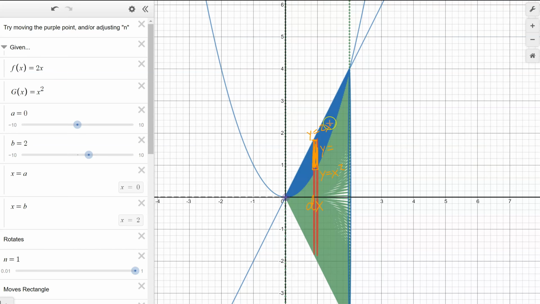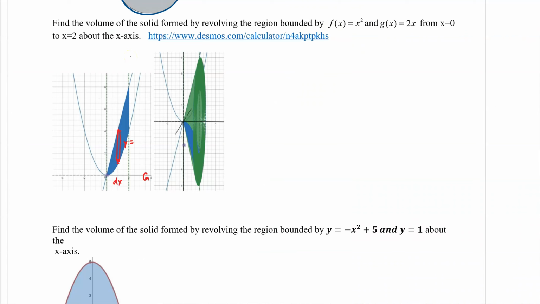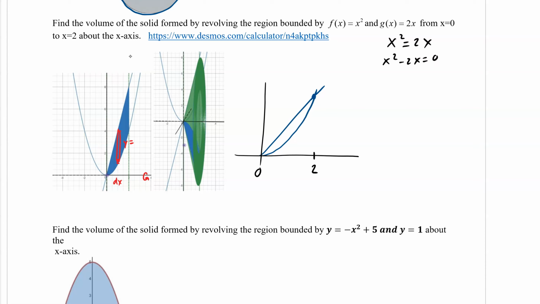And so you can see y equals 2x is our top radius, and y equals x squared is our bottom radius. So if we take this picture that we have over here, because these are not actually the same functions, and do our little graph, going from 0 to 2. And again, we know that's our point of intersection because if we set them equal to each other, we get x equals 0 and x equals 2. So those are our points of intersection. That's what we're rotating, is this object.